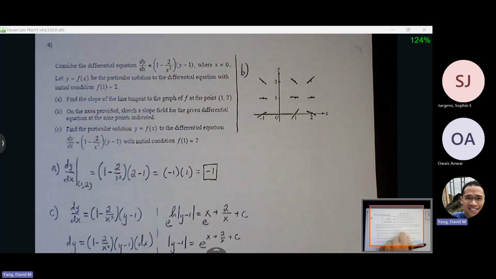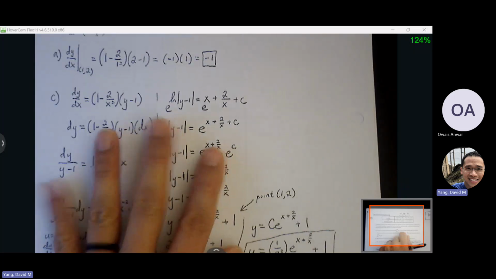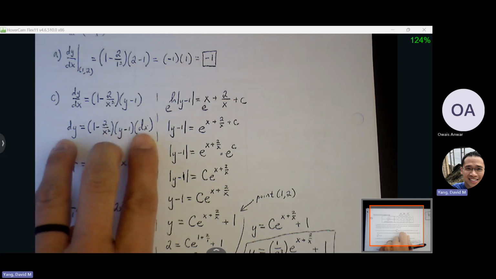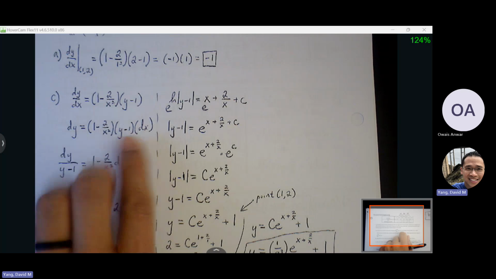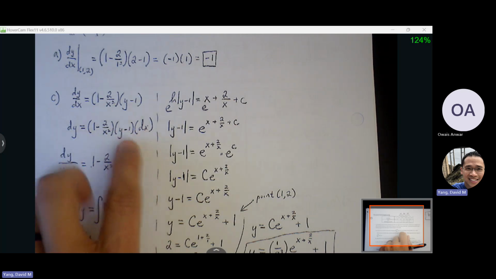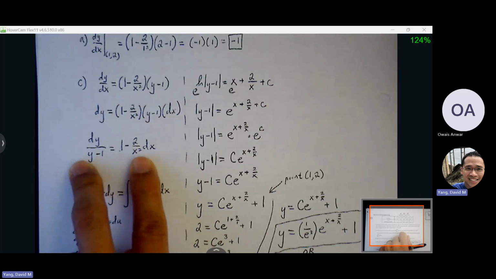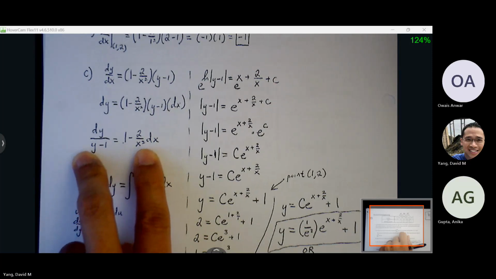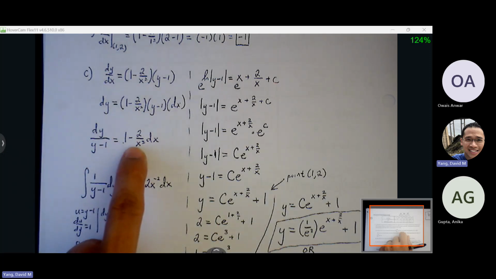Part C, find the particular solution. So we're going to go through our process of separating variables. I'm cross multiplying first, getting my dy and dx lined up. Next, I'm going to separate the variables. Looks like the y minus 1 is out of place, so I'll divide both sides by y minus 1. The left side relies on u substitution, but it's going to end up being natural log. And the right side, I can do a little bit of cleanup and just rely on the power rule.